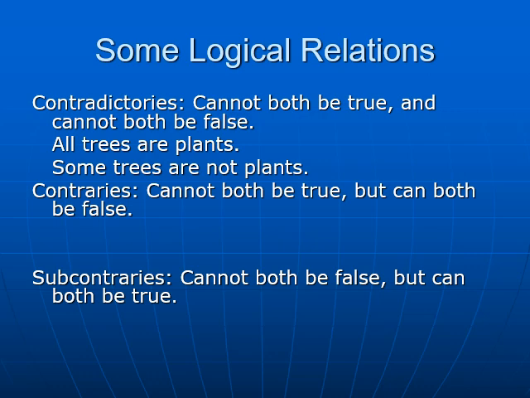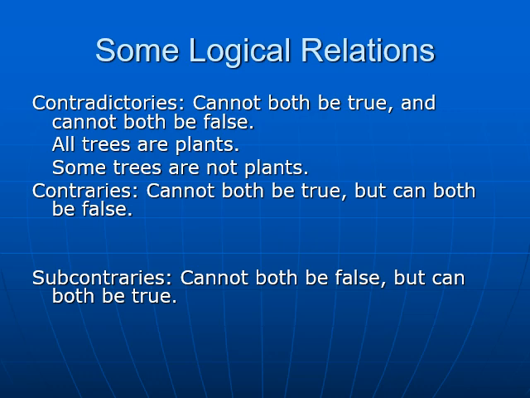Notice, we've got an A statement, all trees are plants, and an O statement, some trees are not plants. A and O are contradictories. I'll add, although I don't have an example of it here, that we could have contradictories between I and E statements as well. For example, we could say some trees are plants and no trees are plants. Those are also contradictories.